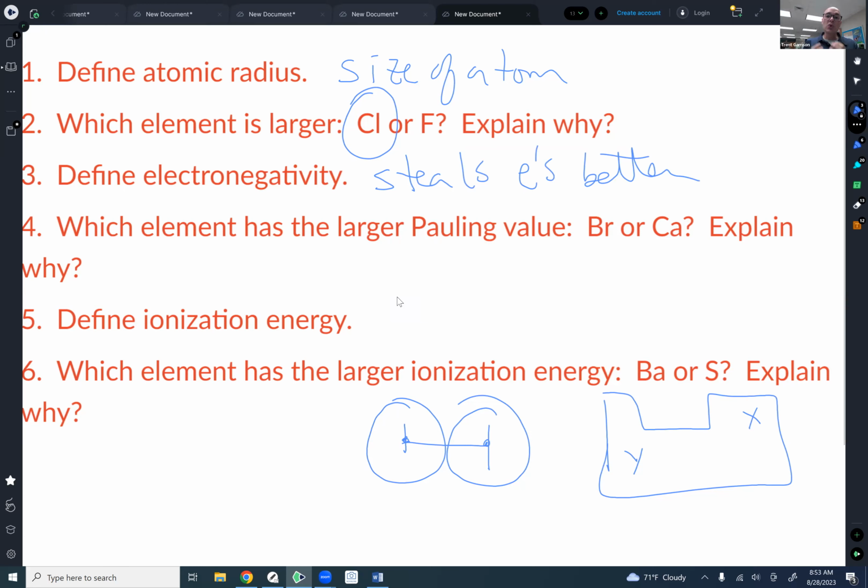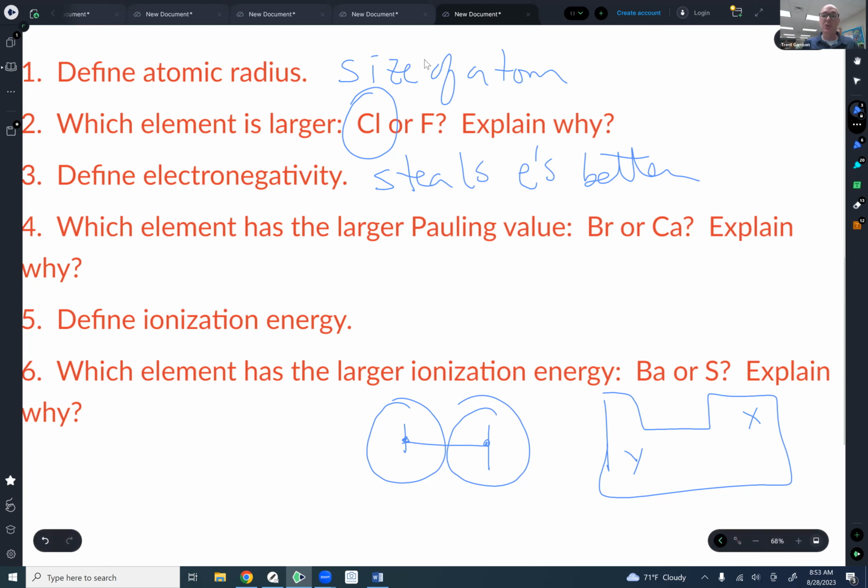Electronegativity is who wants electrons. So if we look at our periodic table, elements that are closer to their stable octet are going to want to steal electrons to complete the octet. If you're further away from your octet, you're going to want to give away electrons. So that's the whole story.